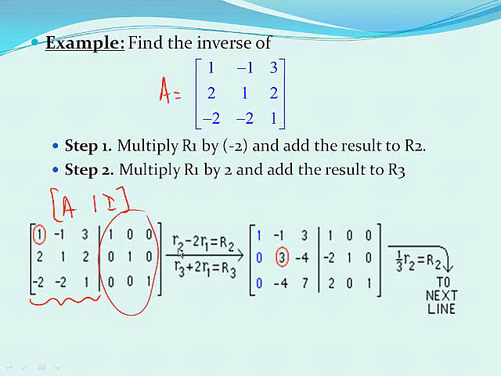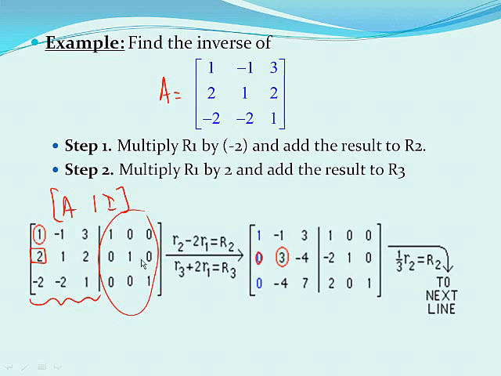So the first row operation can be R2 minus 2R1 replacing R2. So notice this element here in the second row, we have a 2. We need to get 0 there. So you multiply the first row by negative 2 and add to this. That is what this R2 minus 2R1 means. So we get a 0.